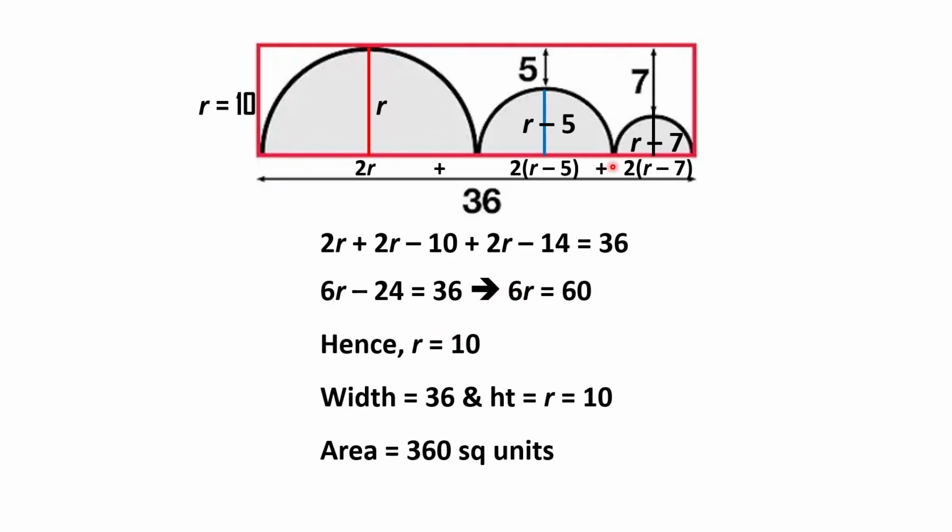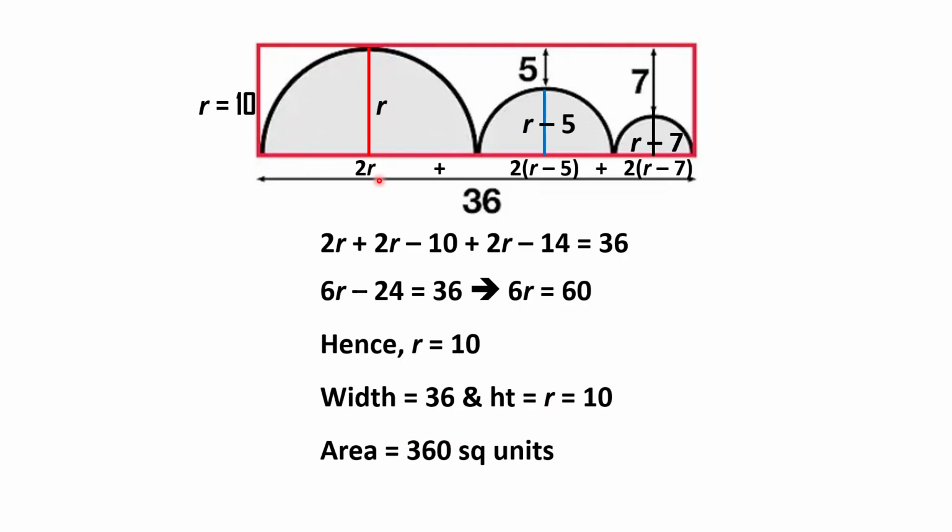So the width is 36, and the radius of the first largest semicircle is the height of the rectangle. So the width is 36 and the height is 10. The height is equal to the radius of the largest semicircle. So the area would be 36 into 10, 360 square units.